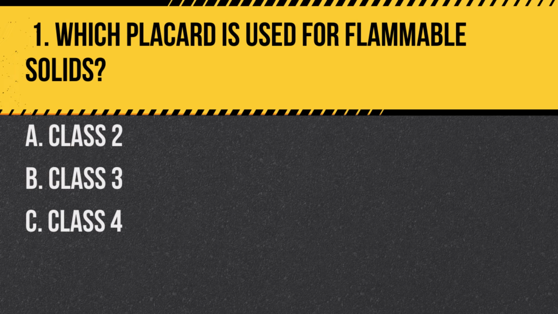Question 1. Which placard is used for flammable solids? A. Class 2. B. Class 3. C. Class 4. Answer: C. Class 4. Flammable solids fall under Class 4.